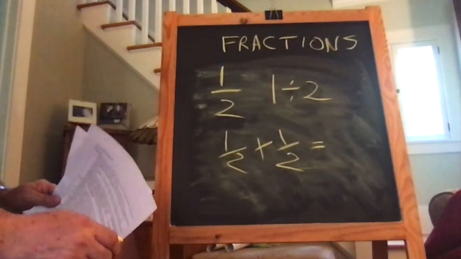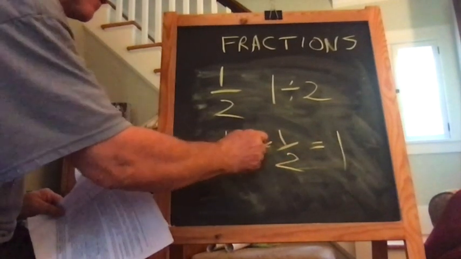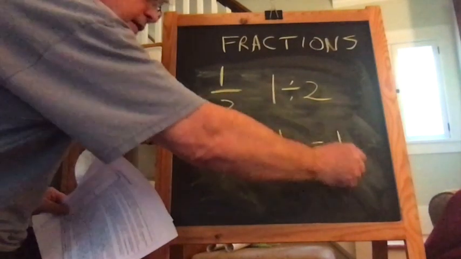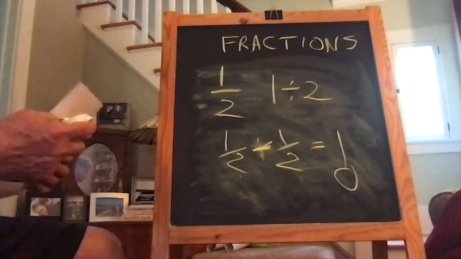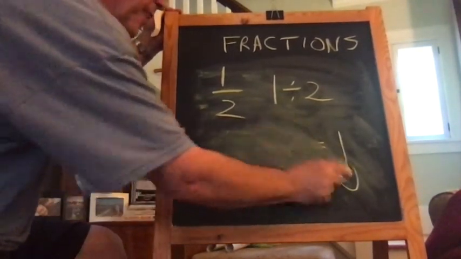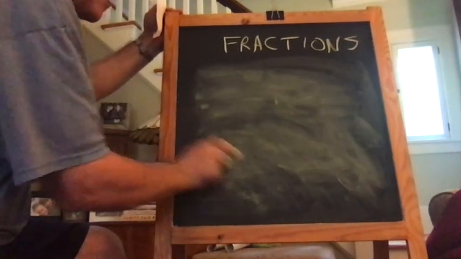Daniel? 1. 1 is right. What is 1/2 minus 1/2? Sophie? 0. 0, correct. All right, so if we can add and subtract fractions, we can probably multiply them as well. And that's what we're going to talk today about, multiplying fractions.